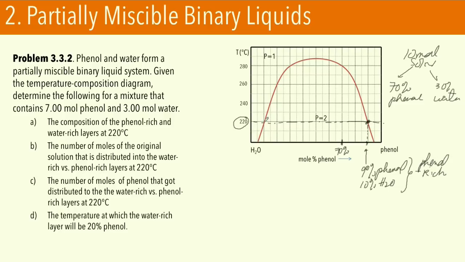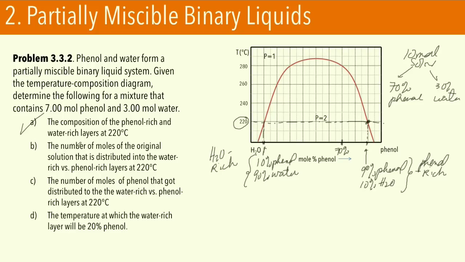For the water-rich layer, on the other hand, this looks pretty symmetrical. For the water-rich layer, we have 10% phenol and 90% water. So this again is for the water-rich layer. So this answer is A. How about for B?